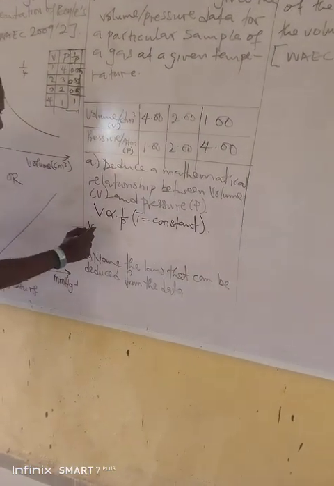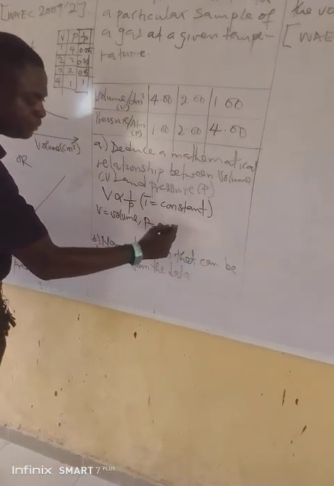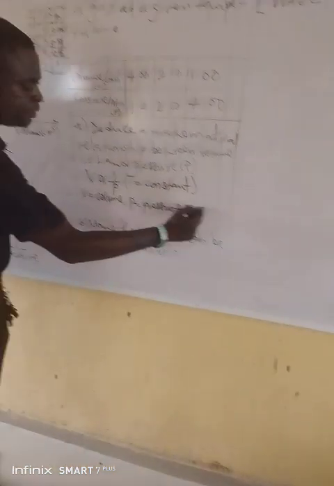So you now say V equals to what? Volume. P equals to what? Pressure. Then T equals to what? Temperature.